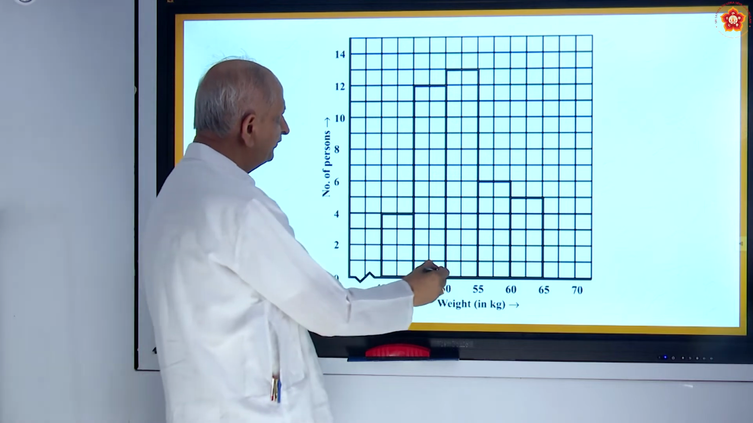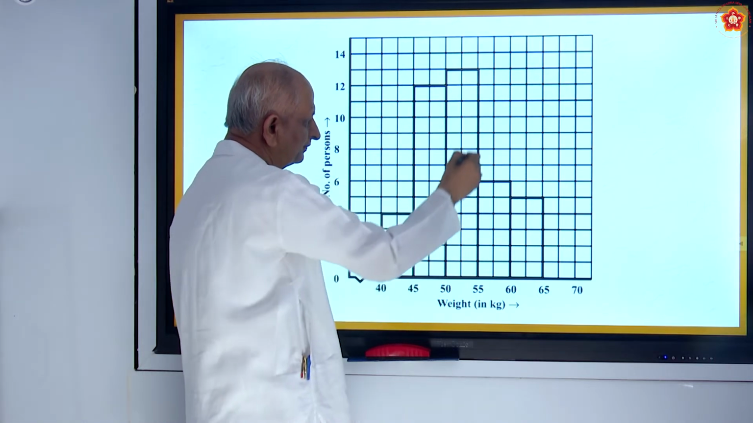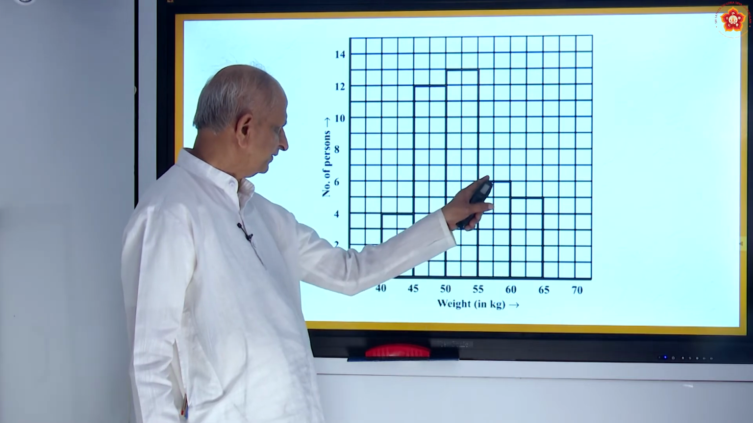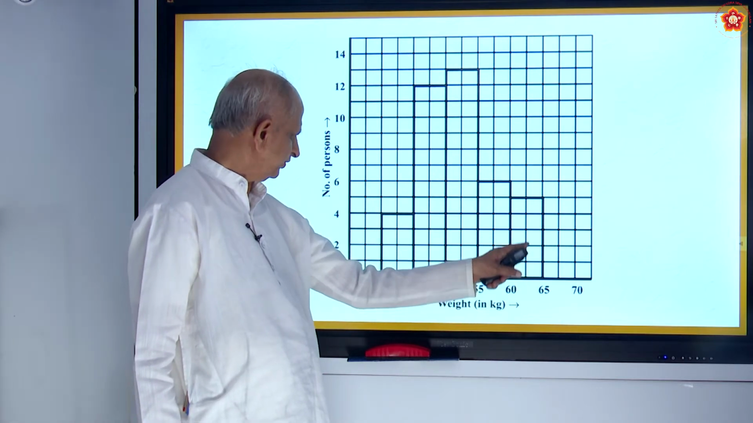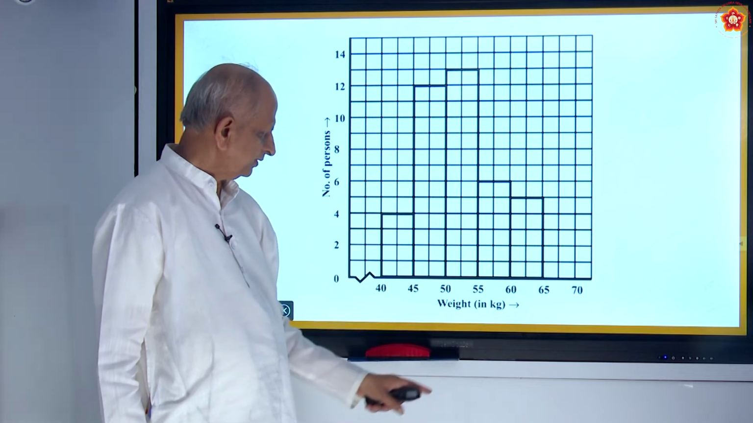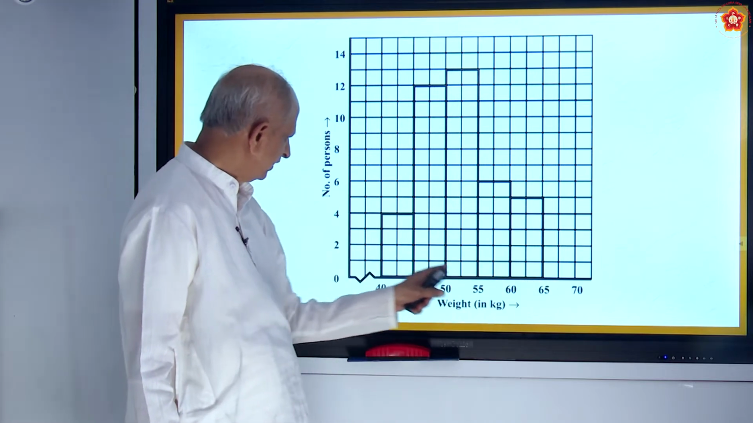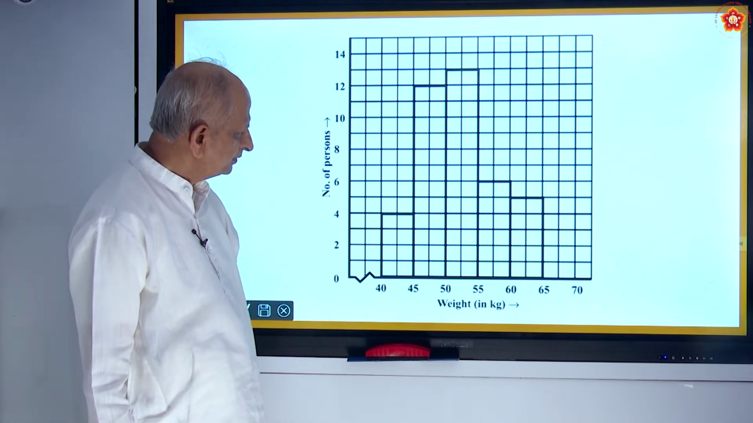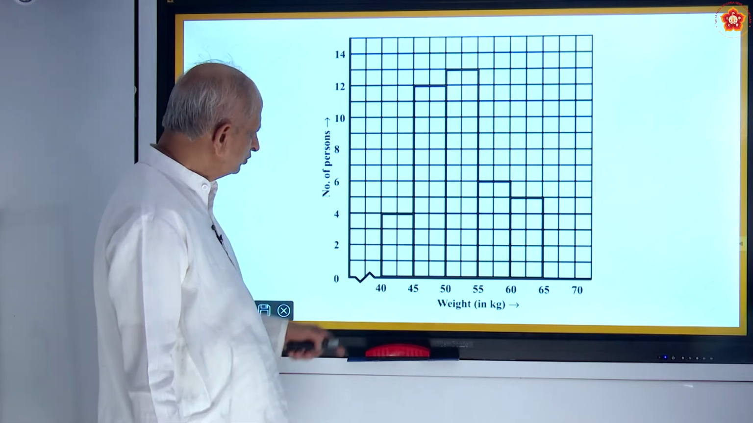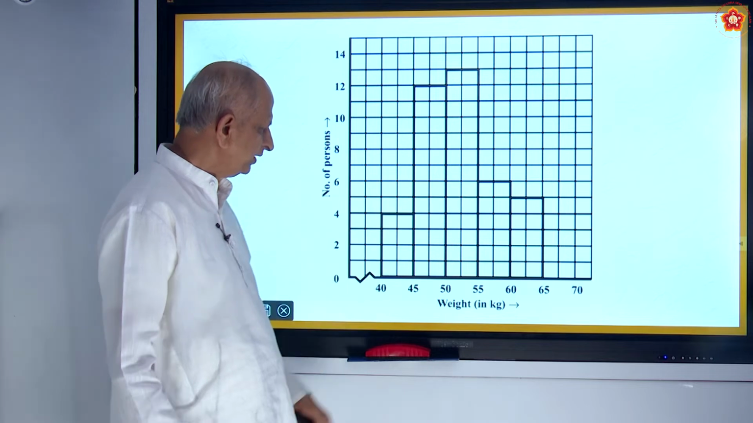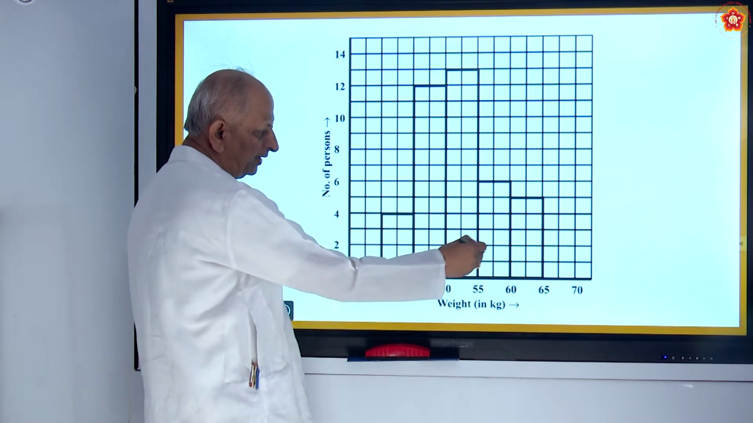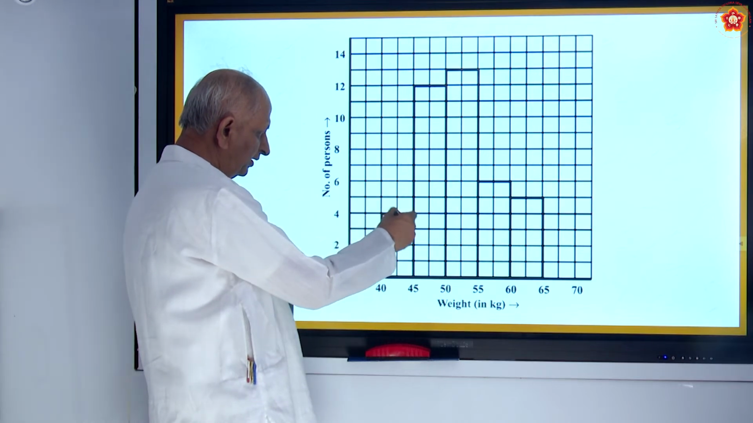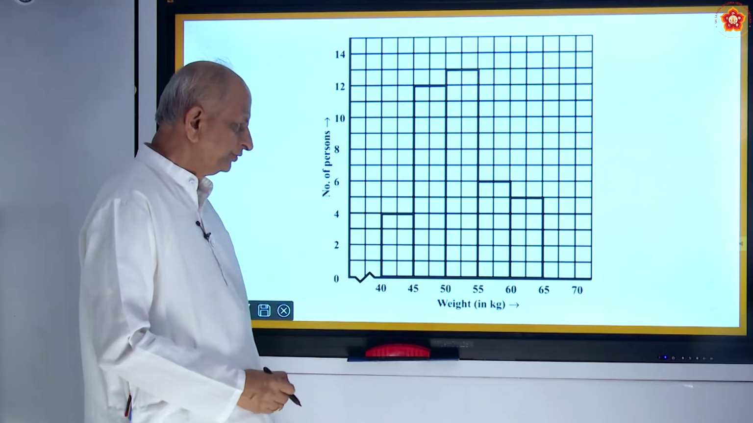And then 50 to 55, there are 13 persons. And 55 to 60, there are 6 persons. And 60 to 65, there are 5 persons. And 65 to 70, there are 4 persons. Okay. So like that, you have to draw the histogram. Here, all the bars are attached to each other. And this shows the frequency. The height of the bar shows the frequency.